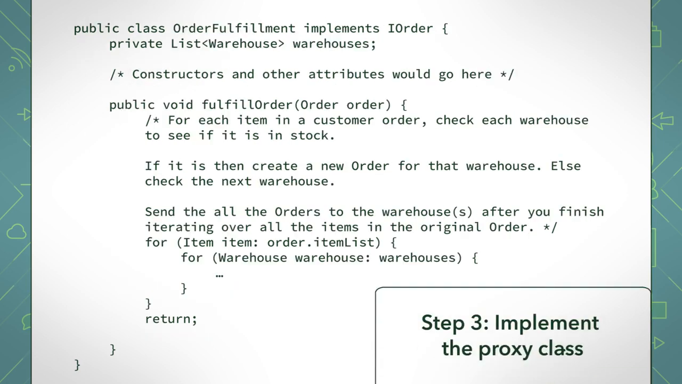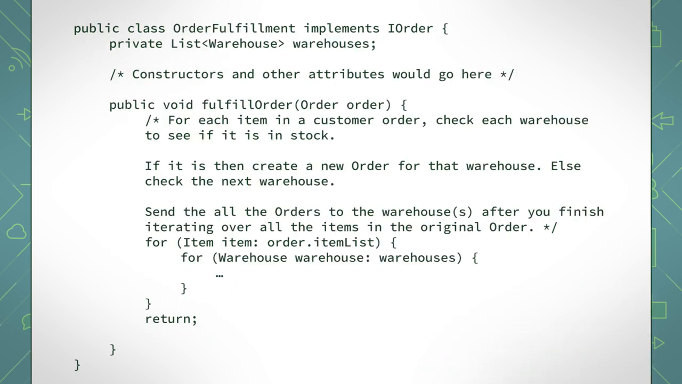Step 3. Implement the proxy class. The order fulfillment class does all the work of checking the warehouse inventory and ensuring that an order can be successfully completed before sending the request to the warehouse. It will ask each warehouse about whether it has enough stock of a particular item. If the warehouse has enough inventory, the item gets added to a new order object that will be sent to the warehouse. The proxy class ensures that an order can be fulfilled before sending the request to your warehouses.